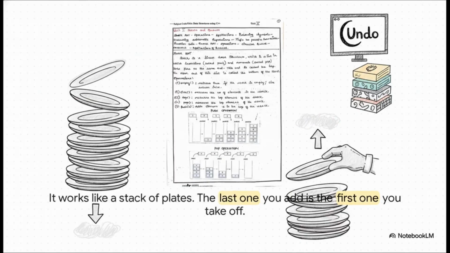Imagine you're washing dishes and you're stacking up the clean plates. The very last plate you put on top of that stack, well, that's going to be the first one you grab when you need one, right? Your computer's undo feature does the exact same thing. Every action you take gets placed on a virtual stack, ready to be lifted right off the top.